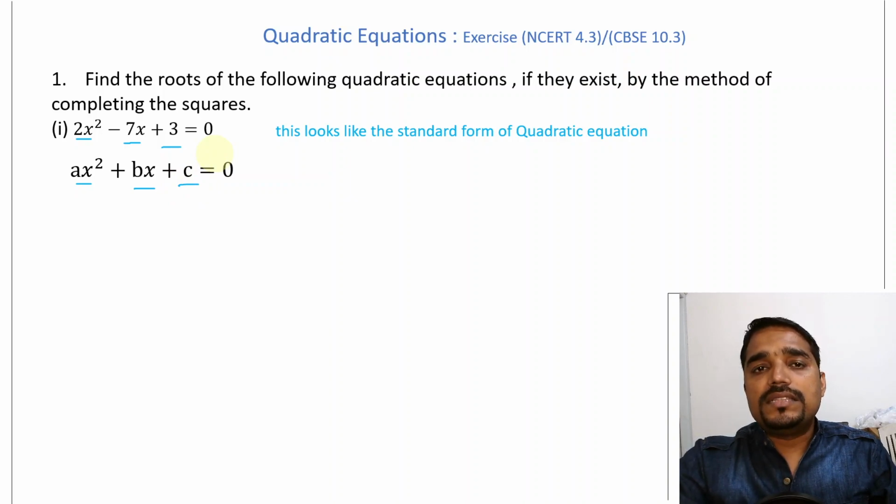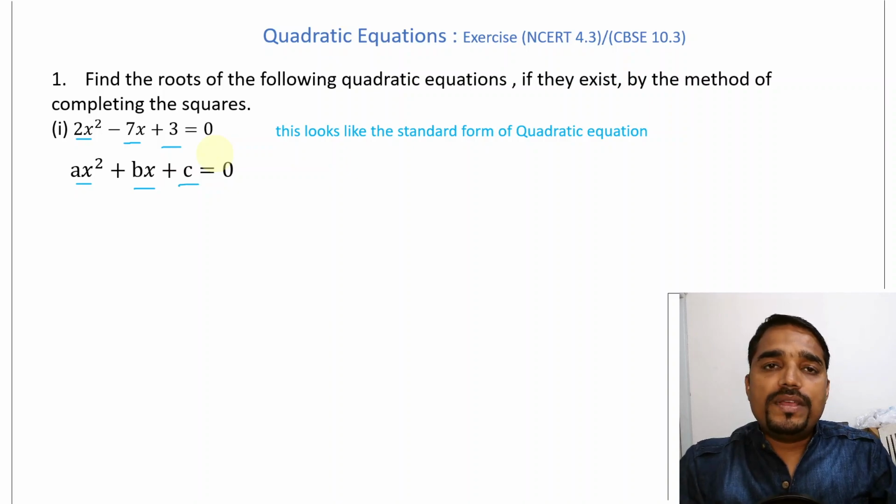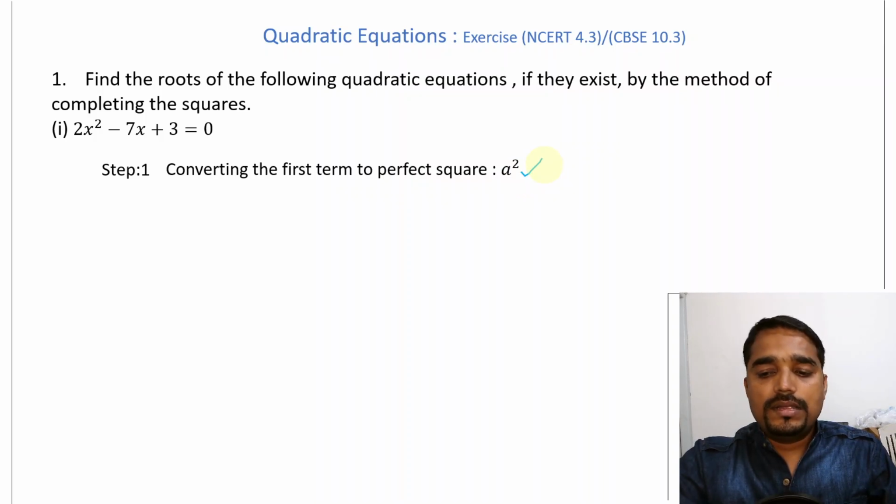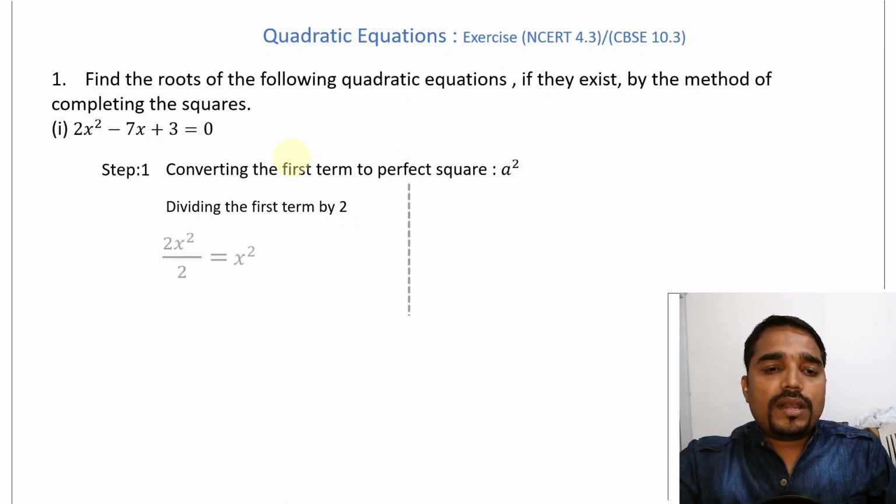Once the equation is in the standard form, there are four basic steps we have to follow to complete the completing the squares method. Step number 1 is to convert the first term to a perfect square. That is, it should look like a square term in a plus b or a minus b whole square. How do we convert the first term 2x square to a perfect square? Either we can divide the first term by 2, that is, 2x square divided by 2 would be x square, which is a perfect square.